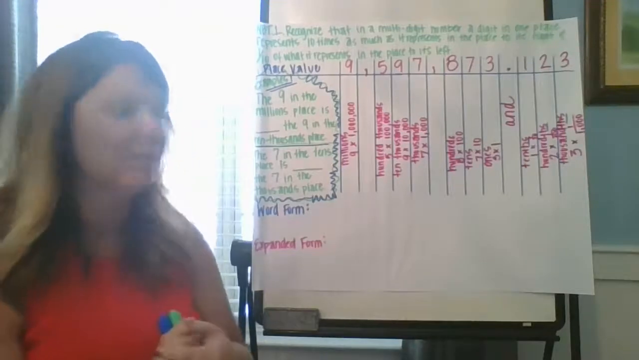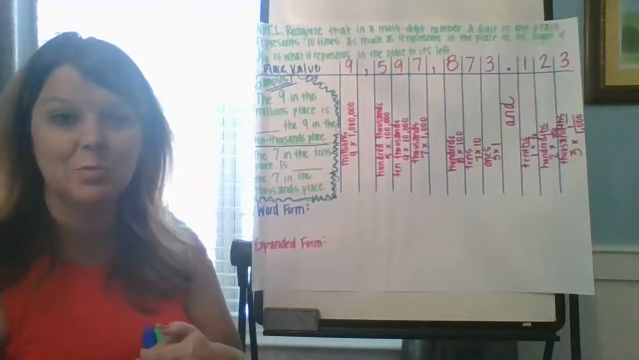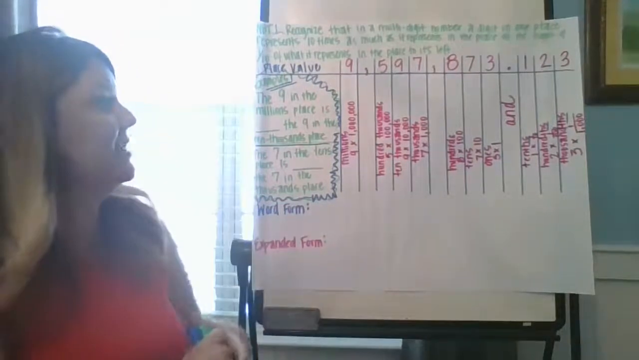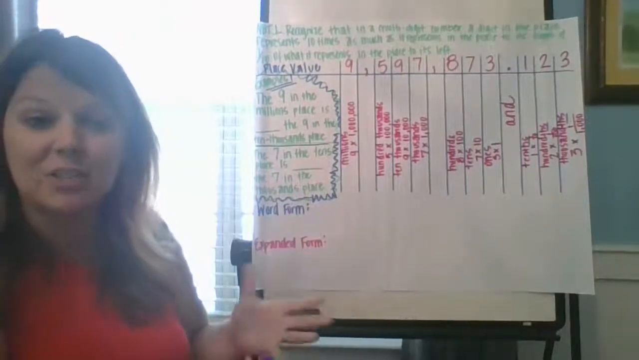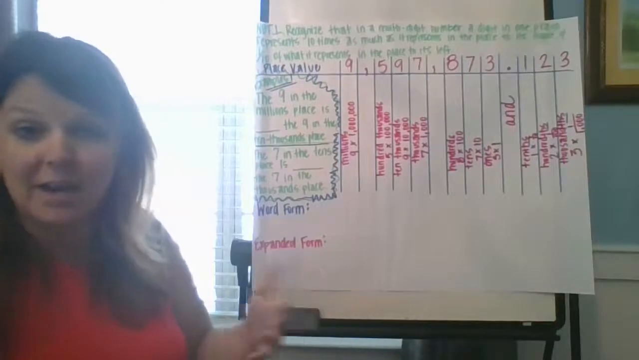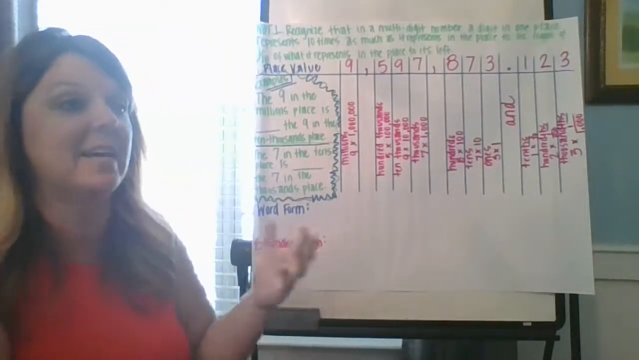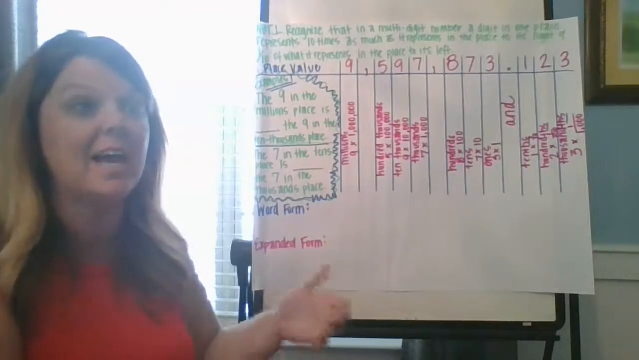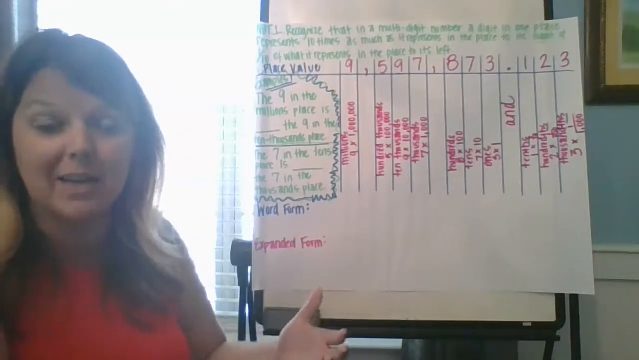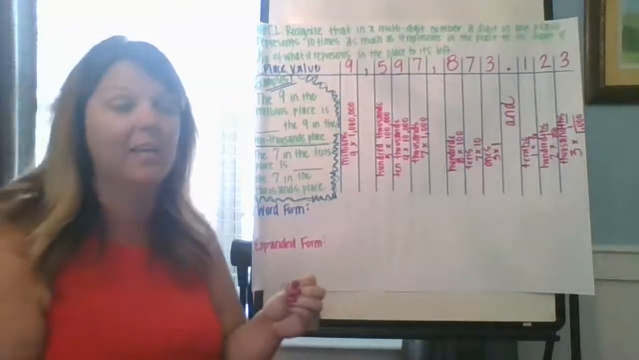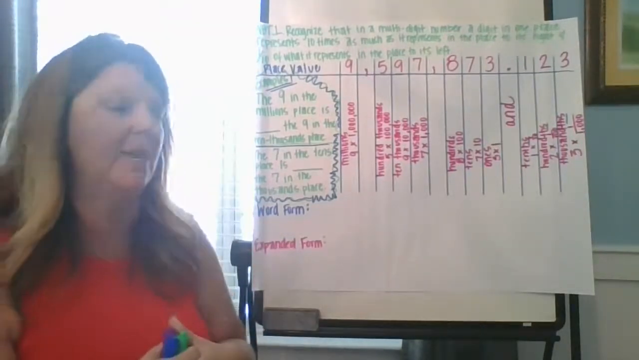This is our digital anchor chart for standard NBT1, which is the place value standard. Place value is actually a standard that you've probably worked on since you started school in kindergarten. It's a standard that children work on progressively in more depth as they get older, but it is also a standard that fundamentally most children do not have a good concept of.